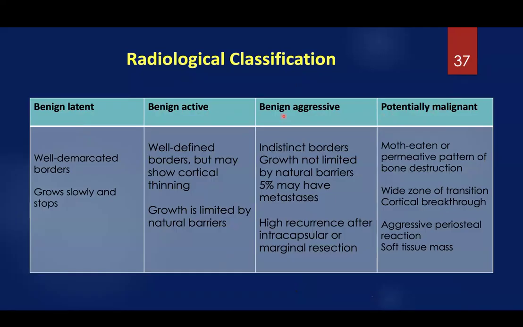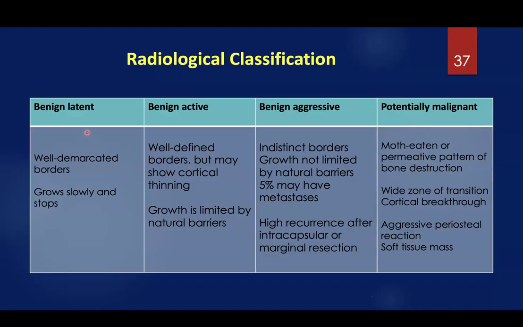So when we talk about aggressive, for the residents who work with me, the word aggressive does not mean malignancy. The word aggressive is a description of a behavior of a benign lesion, while potentially malignant is still potentially malignant. We did not diagnose the patient yet with cancer. So this X-ray is potentially malignant when the lesion is moth-eaten or permeative pattern of bone destruction, when we have a wide zone of transition with cortical breakthrough, aggressive periosteal reaction, soft tissue mass. So this is all the description of potentially malignant.